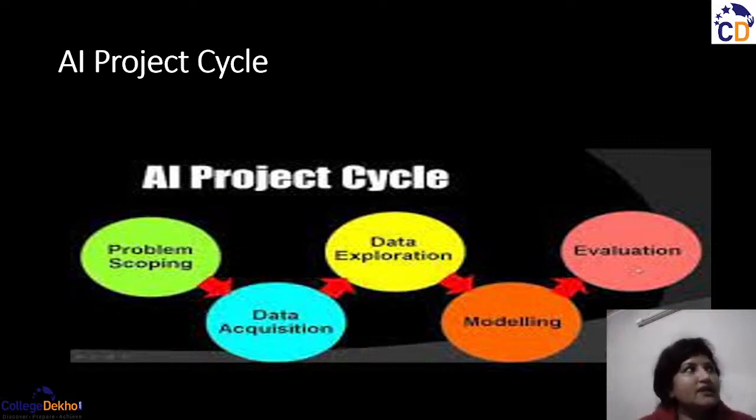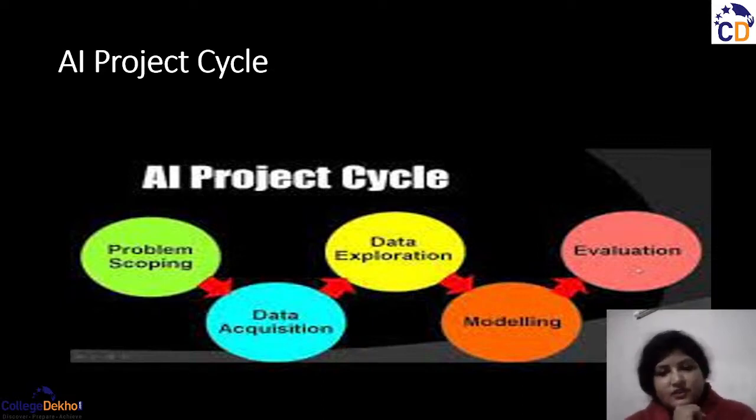So what are these steps? The first is problem scoping. The second is data acquisition. The third is data exploration. Fourth is modeling, and the fifth is evaluation. And under this, again I am repeating, in problem scoping, there is the 4 W's canvas. What are those 4 W's? What, where, who, and why.